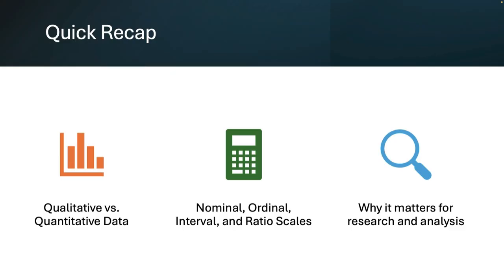Now let's quickly recap what you've learned. In this video, we've covered the differences between qualitative and quantitative data, the 4 levels of measurement, which are nominal, ordinal, interval, and ratio. And we also covered why understanding these types is so important for making the right conclusions in research. So the next time you look at data, you'll know exactly what type it is and also how to analyze it.